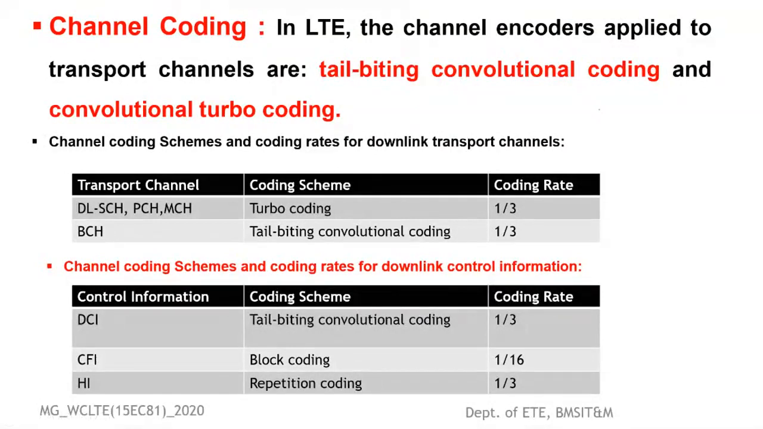This is for transport channels. Okay, then channel coding schemes and coding rates for downlink control information. See, these are the 3 different types of control information. That is downlink control information, that is DCI. So for that, tail biting convolutional coding is used with a coding rate of 1/3, and this is the control format indicator, that is CFI. Okay, so CFI is the control format indicator.